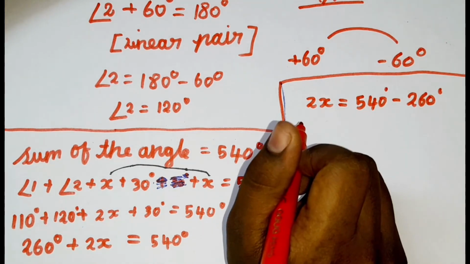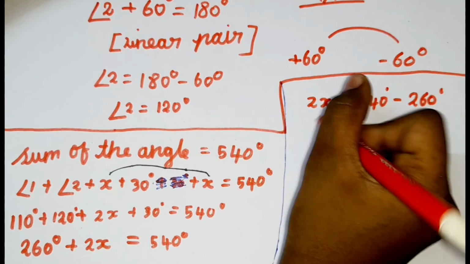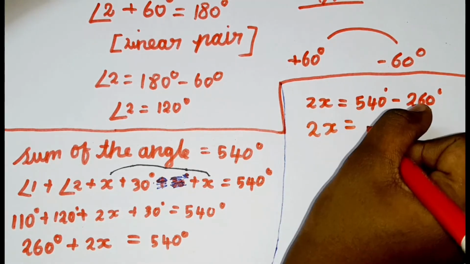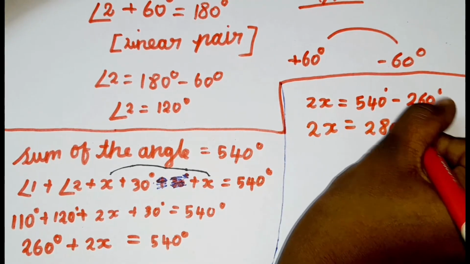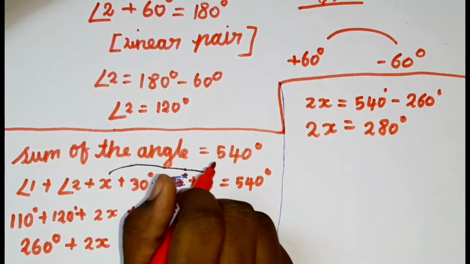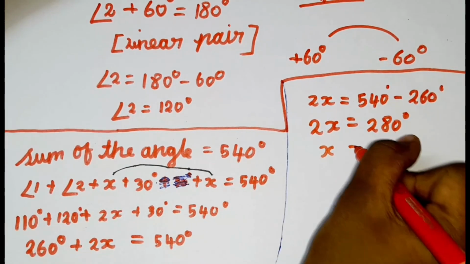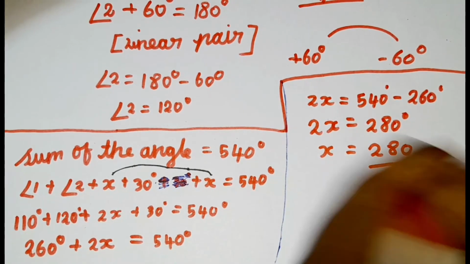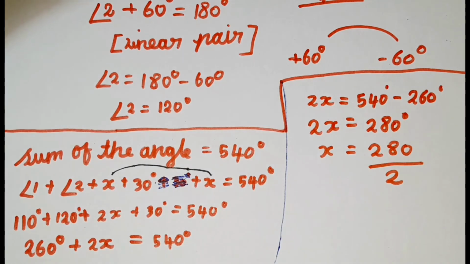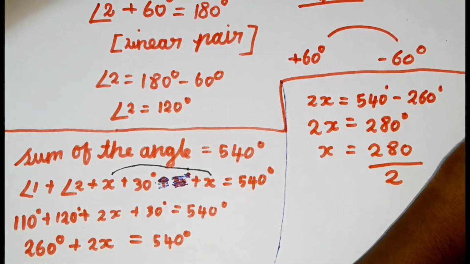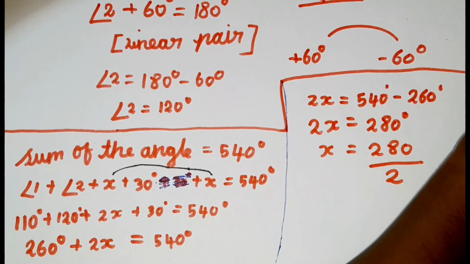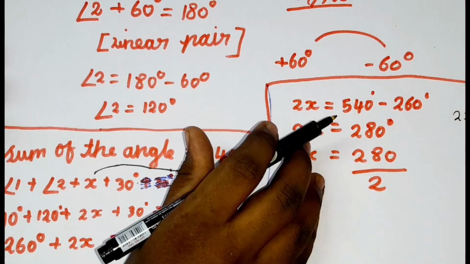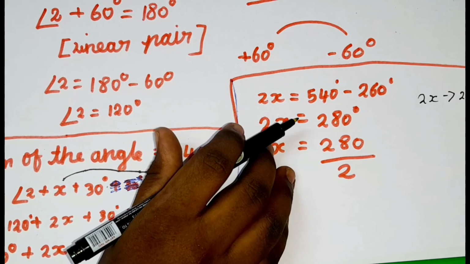So what is the answer? It is 280. 2x is equal to 280 degree. Next what we have to do is x is equal to 280 divided by 2. How 280 divided by 2? So 2x means 2 into x. Okay. 2x means 2 into x. So this means multiplication. Am I right? Into means multiplication.